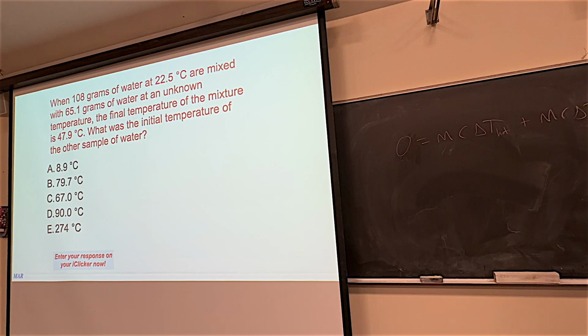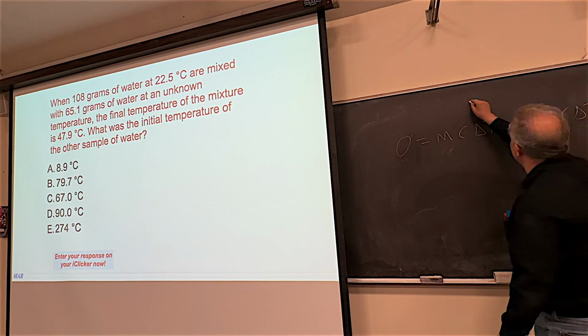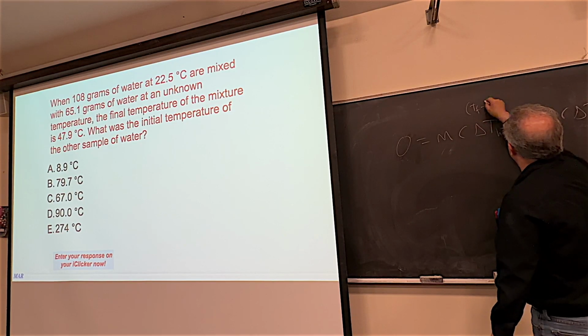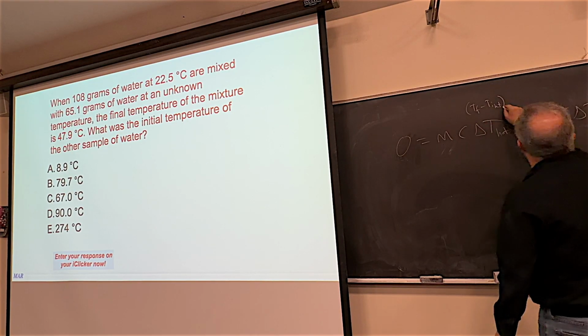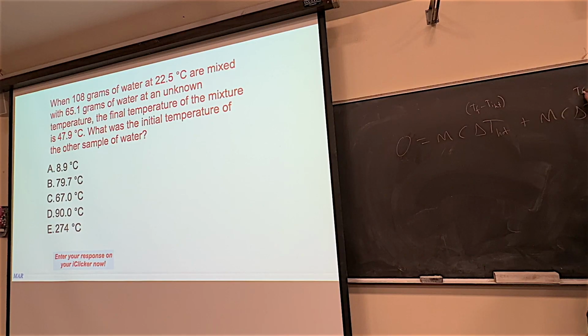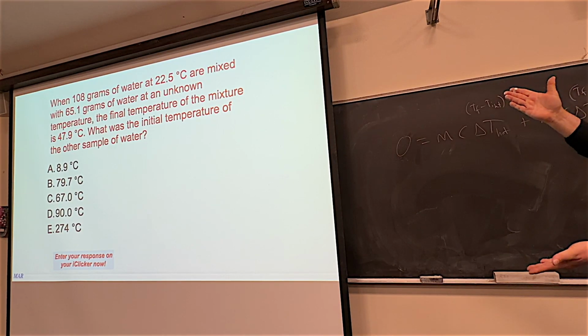All right. We want to solve delta T will be final minus initial hot. And delta T over here will be final minus initial cold. All right. And at the end of the day, you can predict if you want hot or cold. So you've got 22.5, one of the initial temperatures. Your final temperature was 47.9. So the hot temperature will be a number larger than 47.9. Is that part cool? Yes.